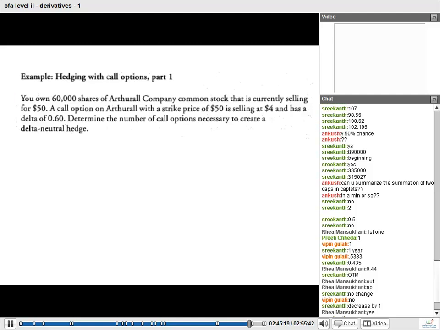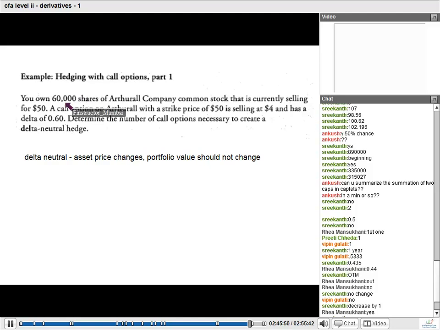So if a portfolio is delta neutral, what it essentially means is that even if underlying price changes, portfolio value should not change. So even if asset price changes, portfolio should not change. That's the meaning of creating a delta neutral hedge. So let's see how we can do that.